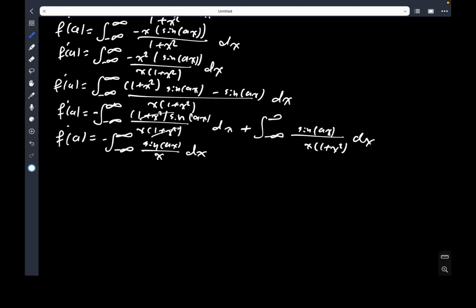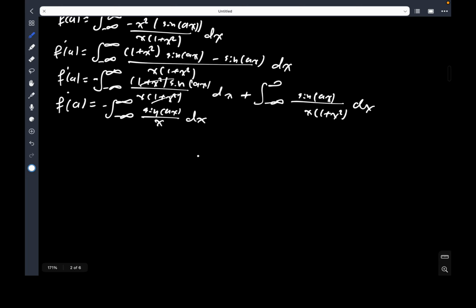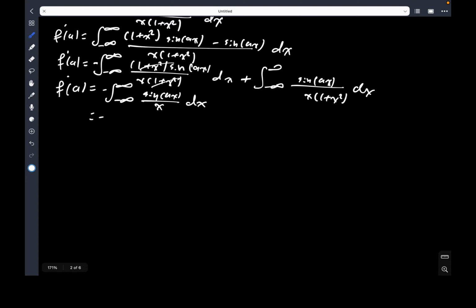And from our integrals, we know that the integral of sine x over x over the whole real line is pi. So it's going to be pi multiplied by negative 1, which is negative pi, plus the integral from negative infinity to infinity of sine of ax over x times (1 plus x squared) dx, which is f prime of a.